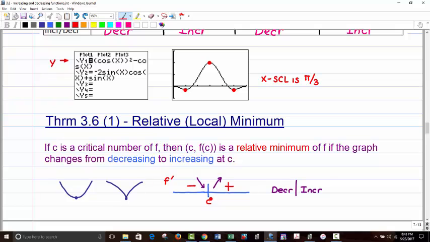So if you go negative to positive, critical number, you've got a relative min.